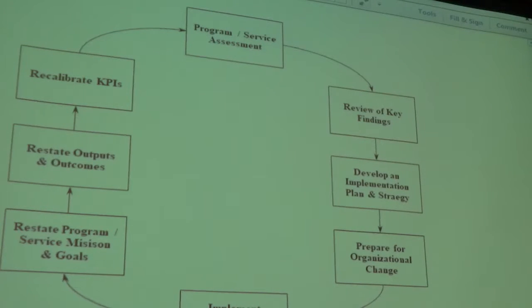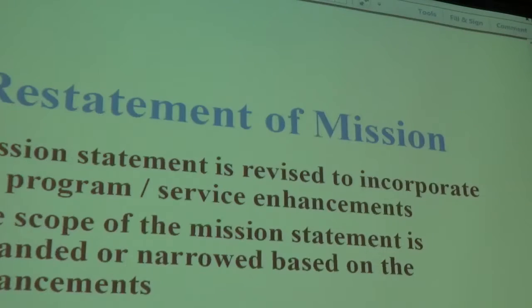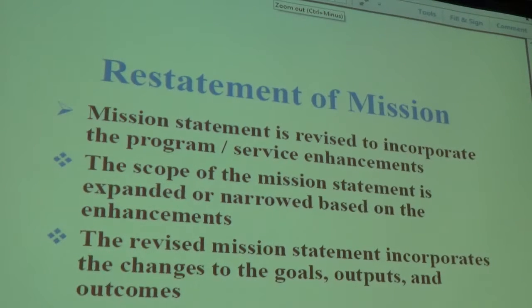Once you recalculate the key performance indicators, then you start the whole process again to make sure that what should have occurred actually occurred, that the implementation was successful, that the implementation occurred the way it was supposed to, and that the program and services modifications are actually accomplishing what they were intended to accomplish. So that is the process, I guess the life cycle, if you want to call it that, of the process.